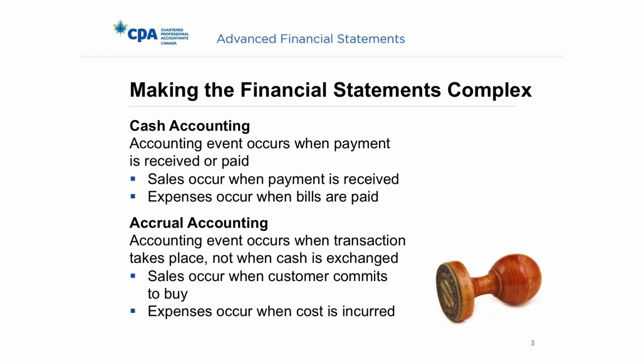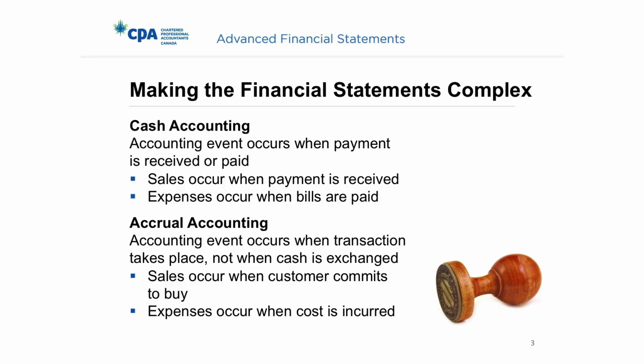So what's making financial statements so complex? Well, honestly, it's us accountants. We have a lot of rules, and those rules are complicated. So there are really two types of accounting. You have cash accounting and accrual accounting. So let's first look at cash accounting.